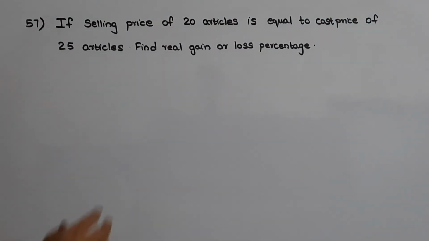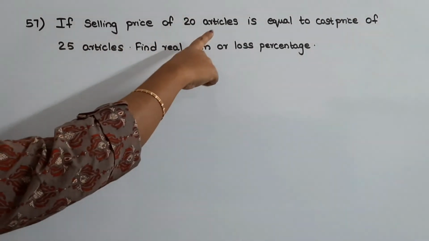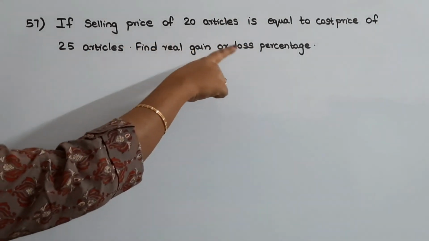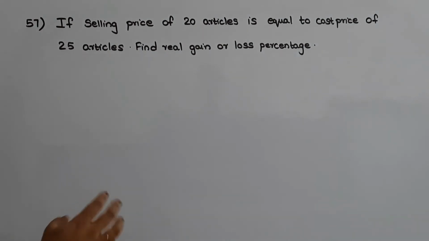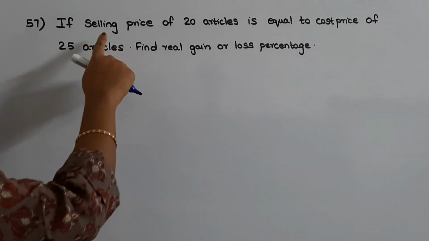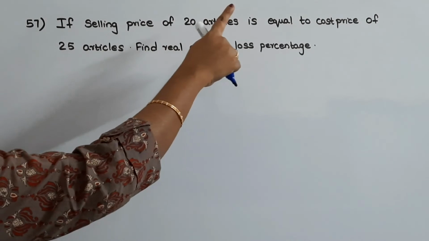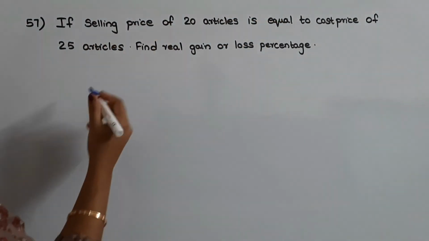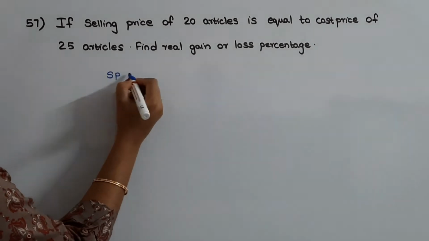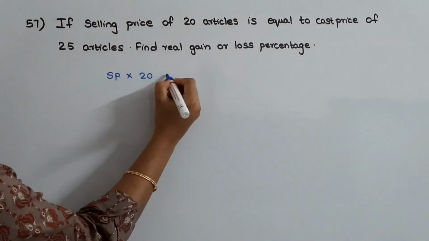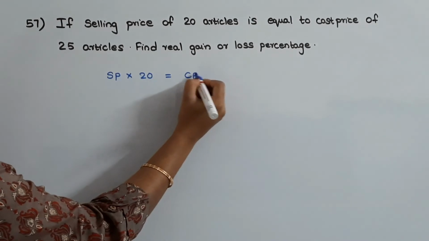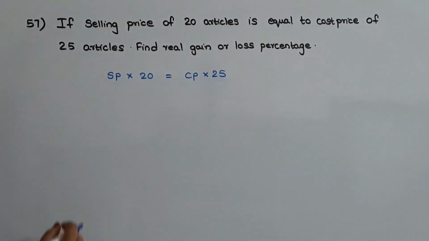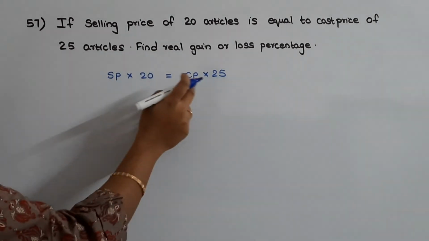The next question is, if selling price of 20 articles is equal to cost price of 25 articles, find real gain or loss percentage. In this question, they have given that selling price of 20 articles is equal to cost price of 25 articles. So from this, we can find out the ratio of the selling price and cost price.